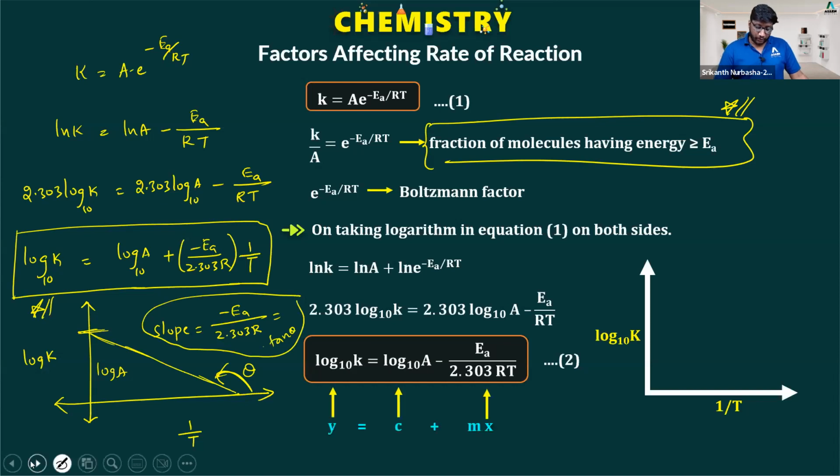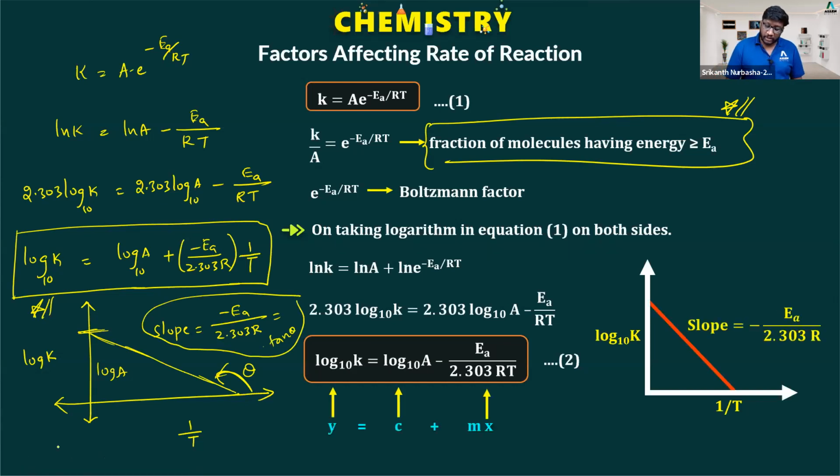Log K versus 1 by T, if you try to plot a graph, you will get slope equal to minus Ea by 2.303 R. Sometimes they will plot a graph between ln K and 1 by T. Whenever they are plotting between ln K, you won't get 2.303. You will simply get minus Ea by R. Whenever the graph is plotted between ln K and 1 by T, you will simply get minus Ea by R. 2.303 you will not get, right?